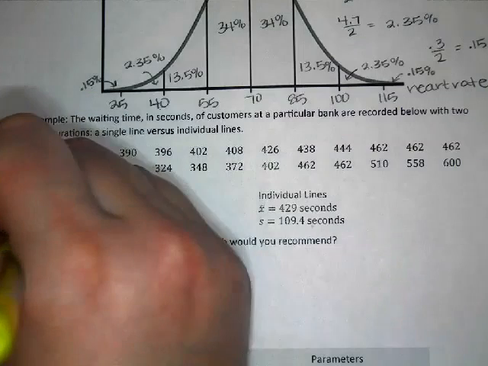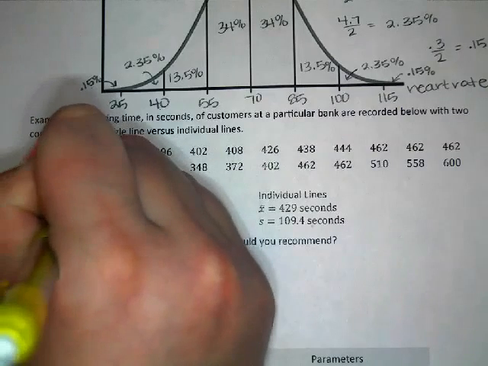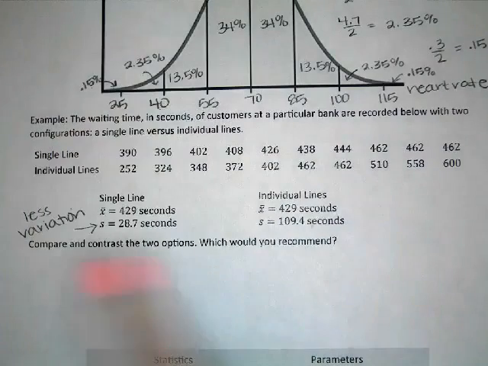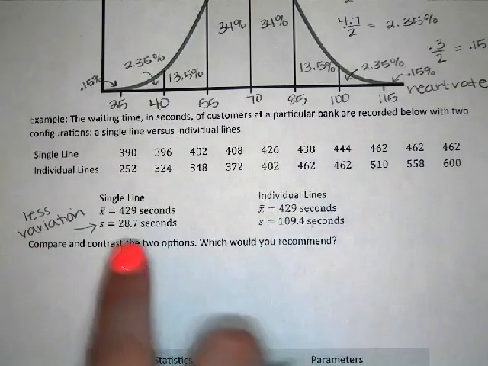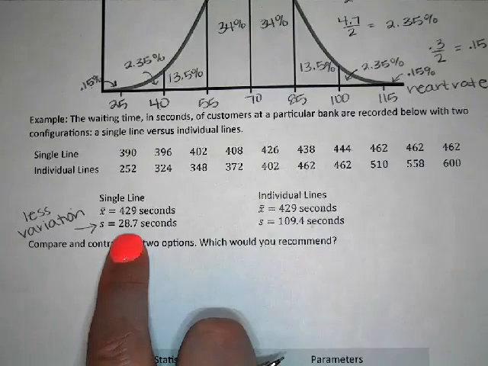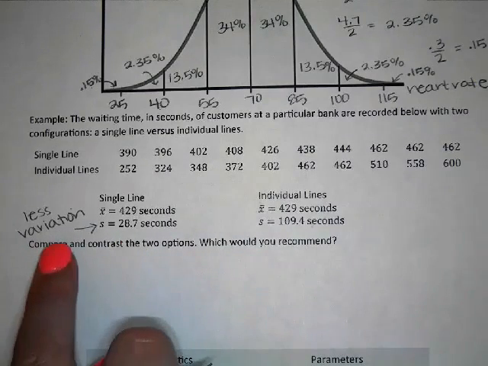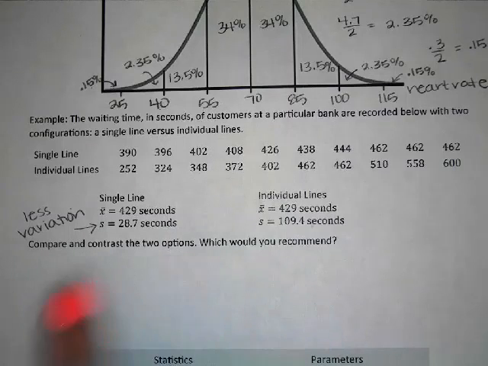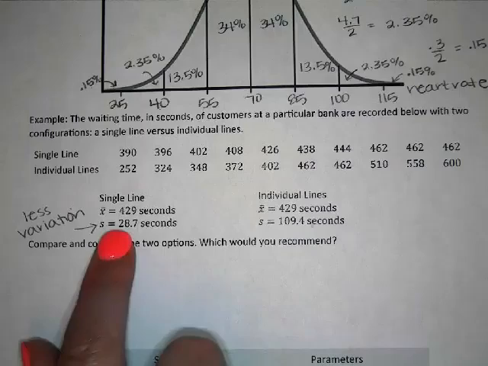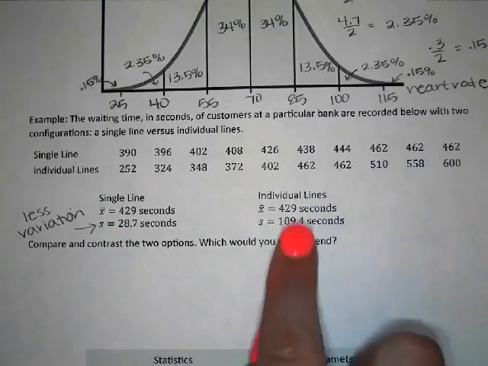When all the people are in a single line and they just go to a teller who is open whenever they open up, those customers are getting a similar experience. There is less variation in their wait time. They're getting a similar experience. They're waiting about the same amount of time, generally speaking. Over here, there is more variation.